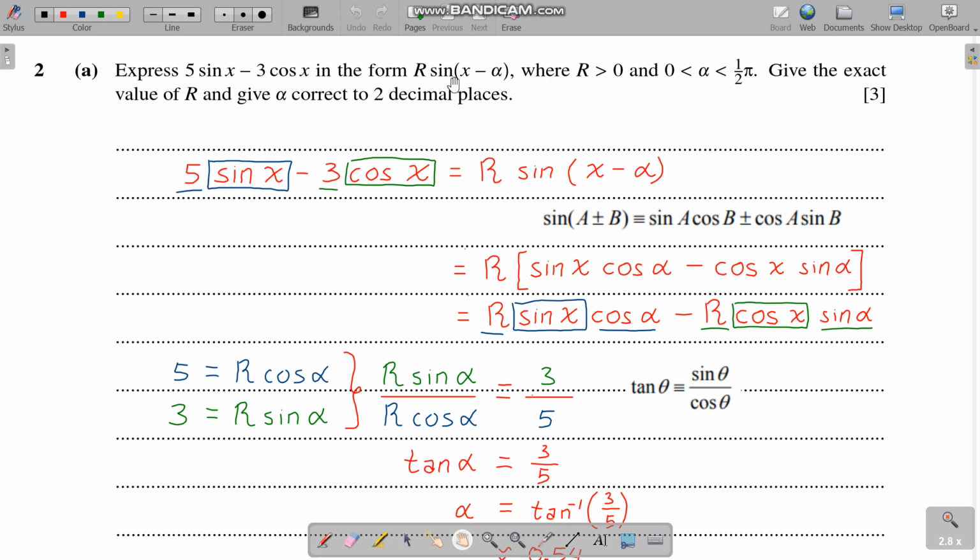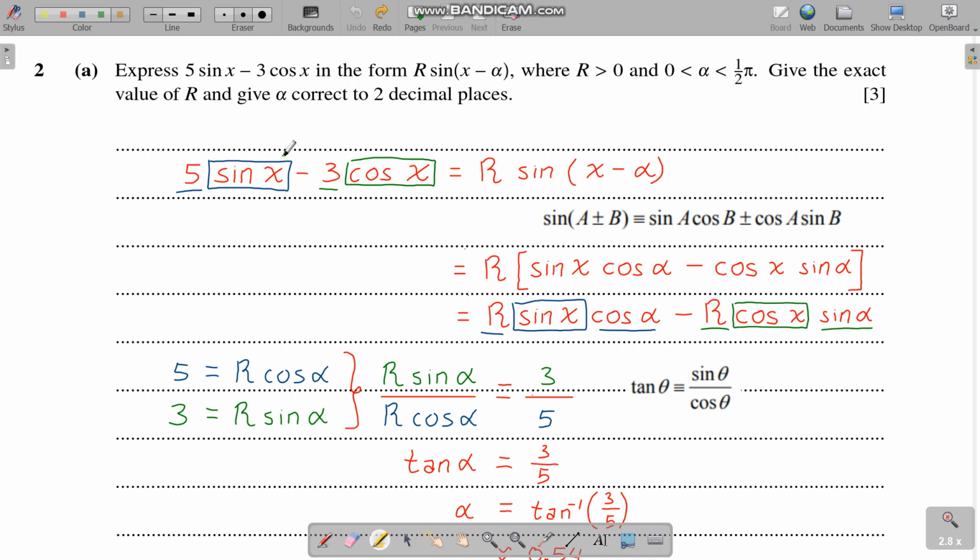So we use the compound angle formula for sine in the MF19. Since this is sine minus, we use the sine below. We have to use sine cos minus cos sine. So that's what we do here. We use sine cos minus cos sine, and the square brackets are important here because we have to multiply r to both terms. And now we compare the coefficients on both sides.